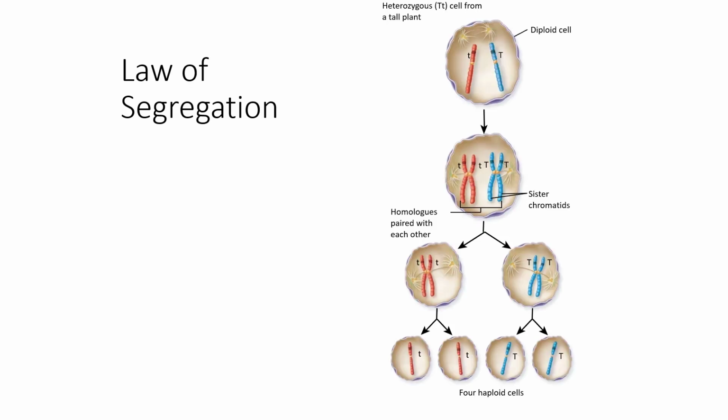We see that here in meiosis 1, the homologs separate, and as they separate, you have the segregation of all the tall alleles into one daughter cell and all the dwarf alleles into the other daughter cell. In meiosis 2, the sister chromatids are going to separate, and that is going to mean that there is only a single copy of each gene in each gamete.